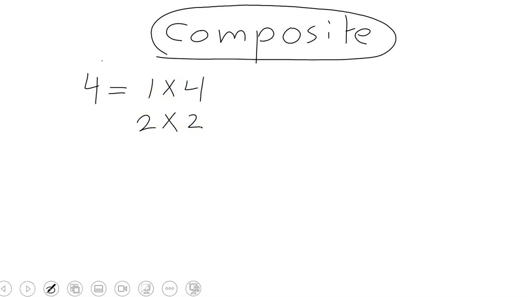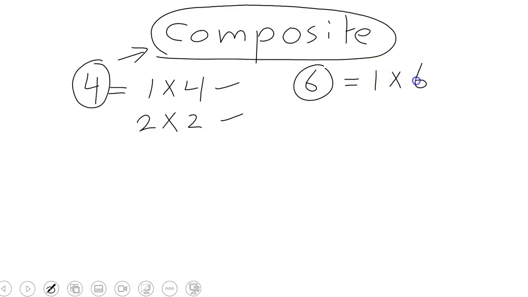So is this a prime number? No, it is a composite number because you can write it as a product of two factors other than 1 and itself. Let us take another example. 6. What are the factors by which you multiply to get 6? We can say 1 times 6. We can say 2 times 3 equals 6.